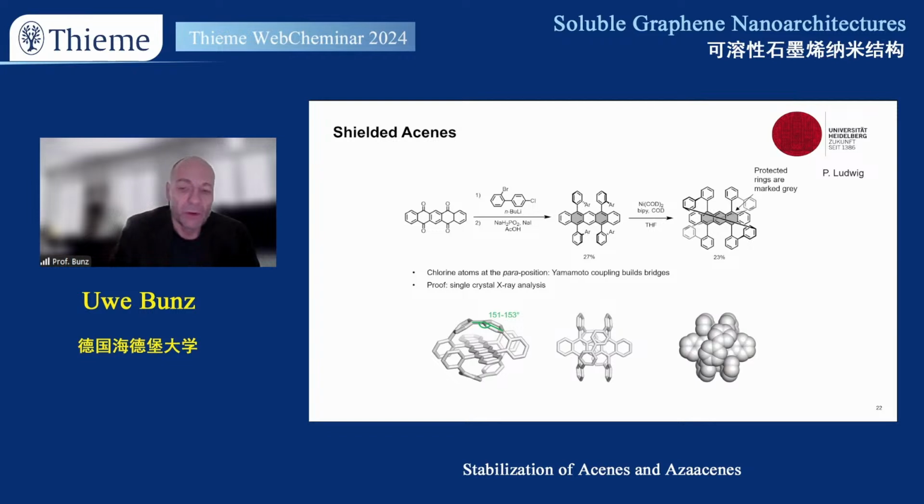And what you do is, in your first product here, you have, of course, chlorine groups here, and you can just perform a Yamamoto coupling, and they smoothly go and give the corresponding doubly bridged product here in 23% yield. And you can see here a crystal structure that the material is completely protected from air and anything else.